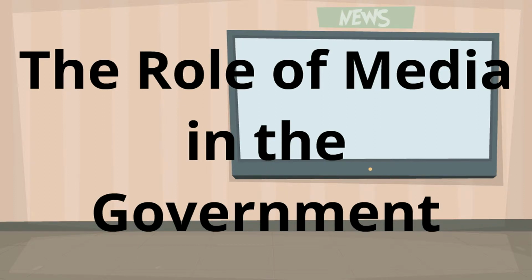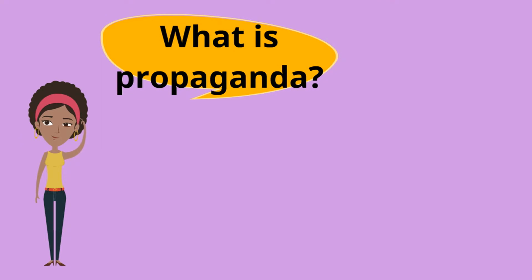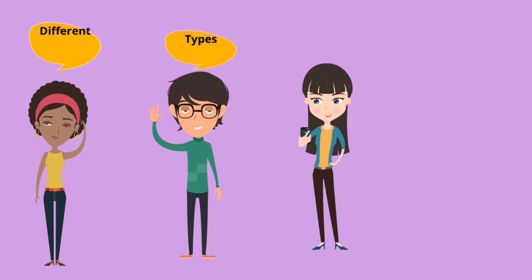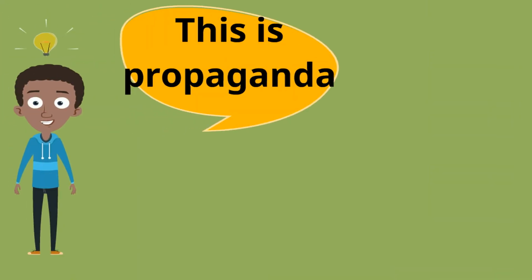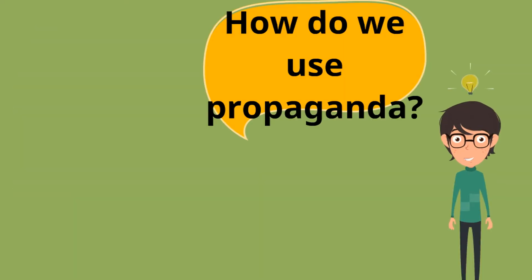This project is about the effect of media on the United States government with a strong focus on fake news. By the end of our designed plan, students should be able to explain what propaganda is and discuss the different types of propaganda. They should also be able to understand the difference between propaganda and news, as well as how we in the United States use propaganda.